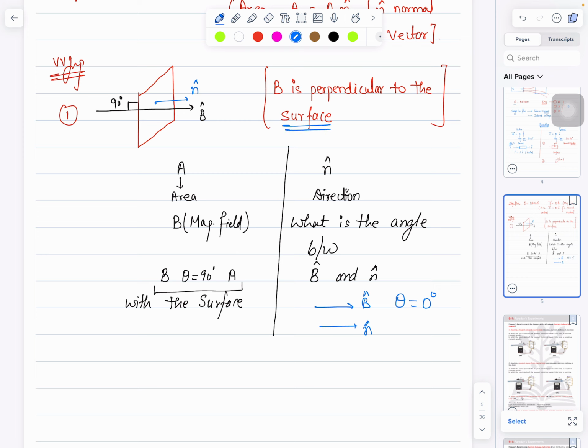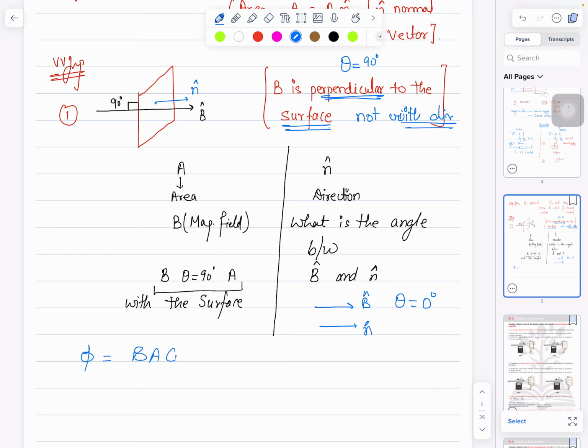It is making an angle of 90 degrees. Perpendicular means theta equals 90 degrees. With whom? With the surface, not with the direction. It is making 90 degrees with the surface. Fine guys, clear? So if you solve the flux, what is the flux?